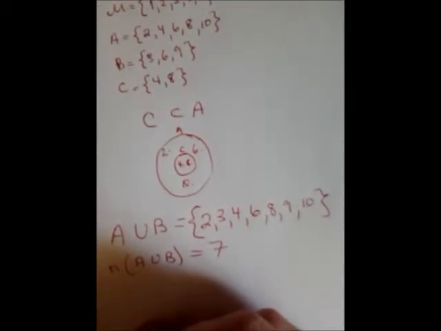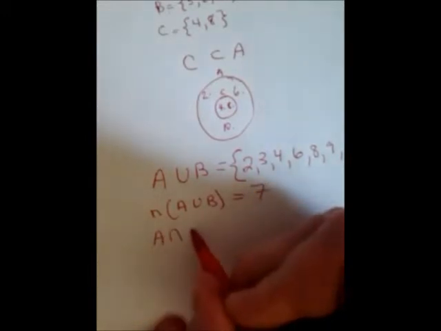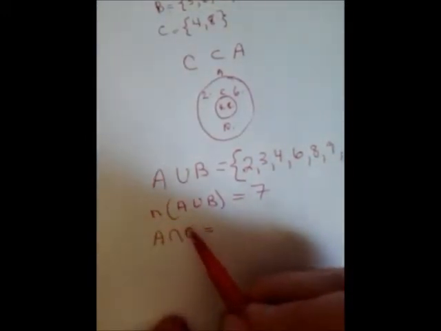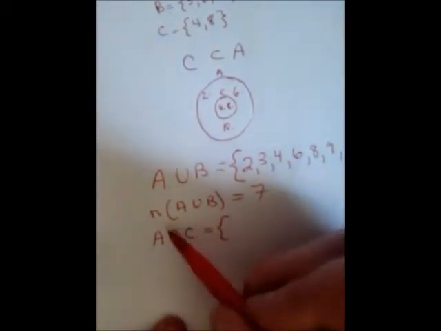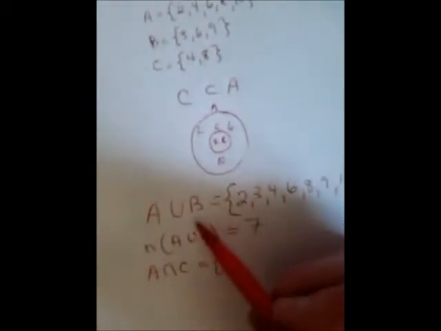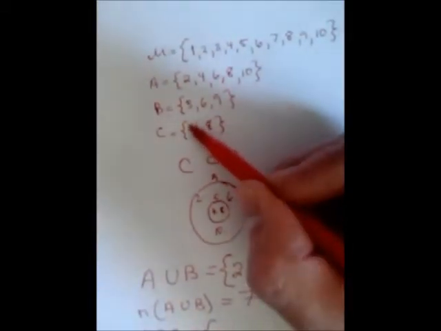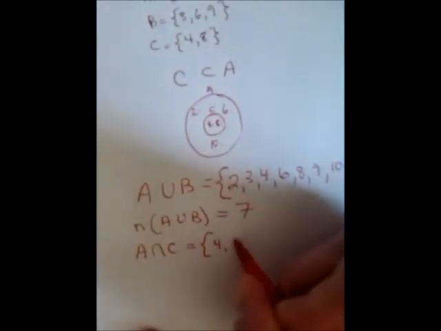Next, it wanted us to find A and C. So you got to know that this means and. The fancy word for that is an intersection. So the intersection of A and C. With intersection, it means elements that are in both. So the overlap. So if you go back to A and C, what elements are in both sets only? Well, 4 and 8 are the only elements that are in both sets. So that's your intersection. So it's 4 and 8.